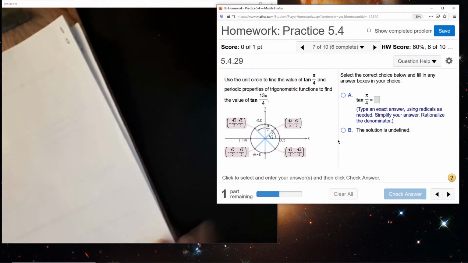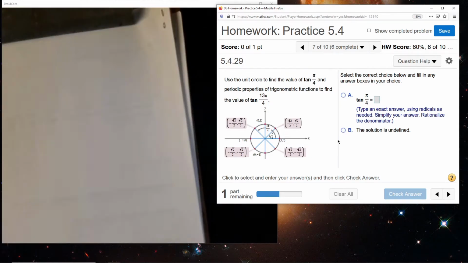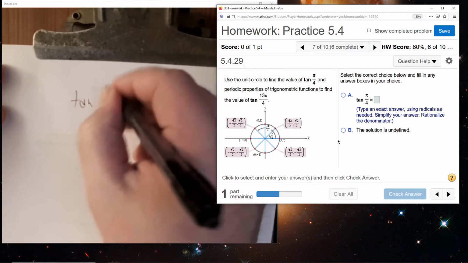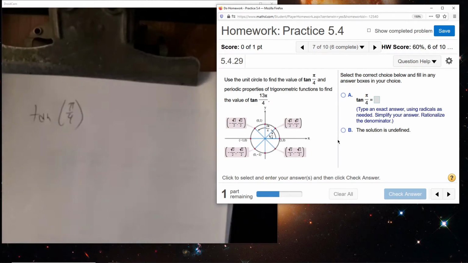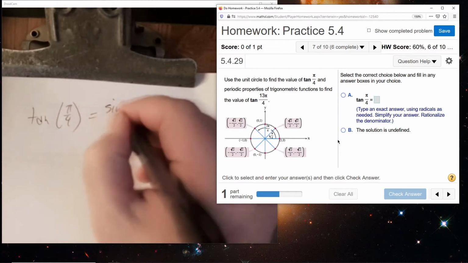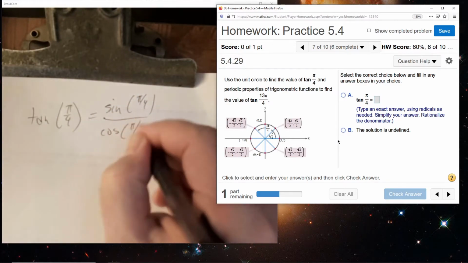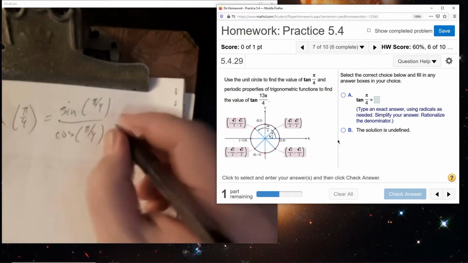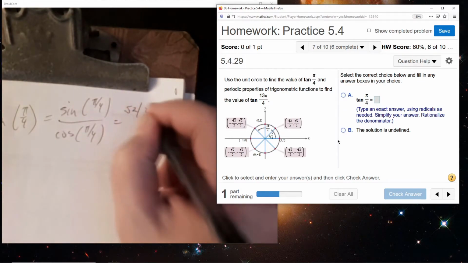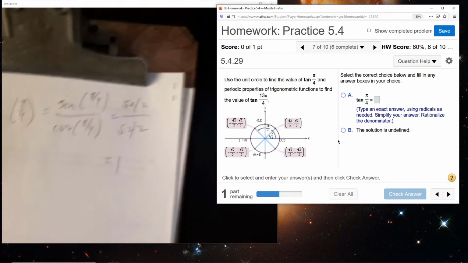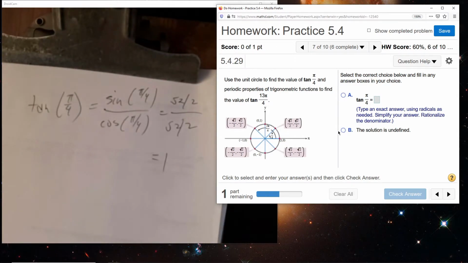All right, tangent, pi over 4. Now, pi over 4 is one of the angles you should remember, so there's no reference angle here. So tangent is sine over cosine. Now, pi over 4 is the 45-degree one. That's the square root of 2 over 2, over square root of 2 over 2, which is 1. And that's our answer.